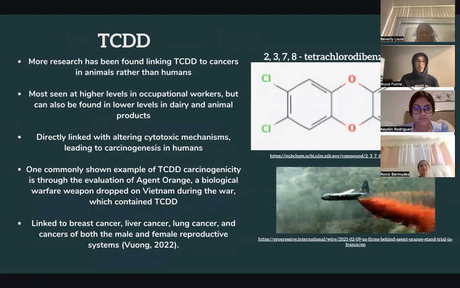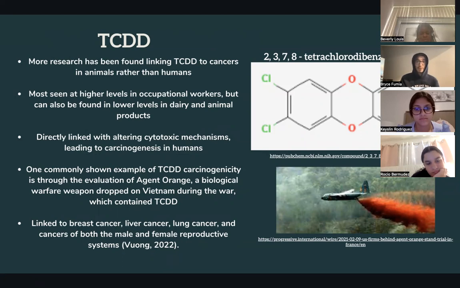TCDD, which is 2,3,7,8-tetrachlorodibenzo-p-dioxin, is another particle that has been linked to cancer. However, more research has been done linking TCDD to cancers in animals than to humans. TCDD is mostly seen at higher levels in occupational workers, but it can also be found in lower levels when consuming dairy and animal products. These are directly linked with altering cytotoxic mechanisms, which leads to carcinogenesis in humans.